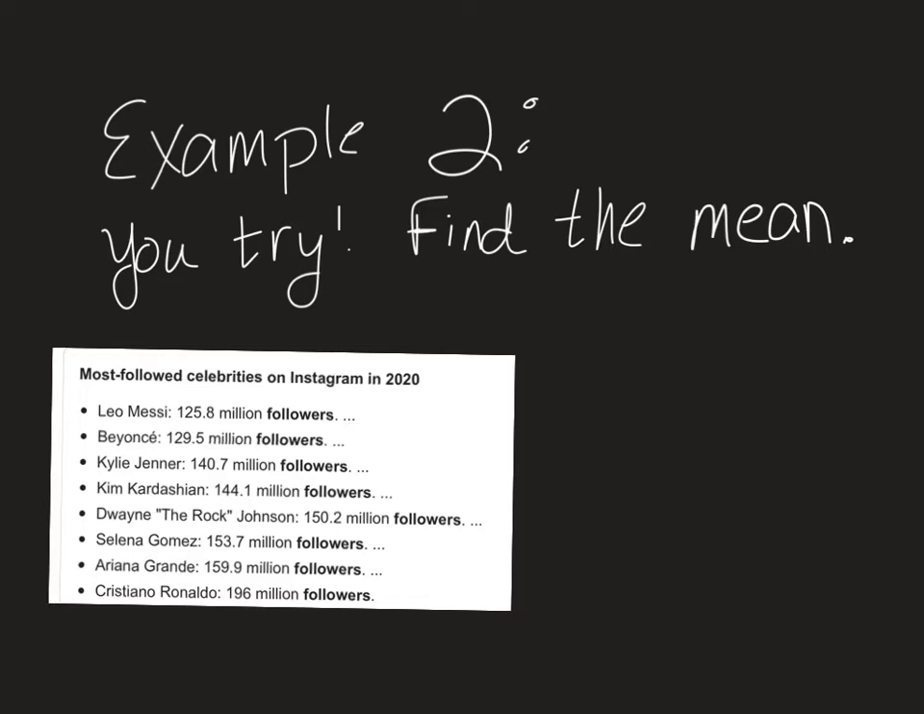For example number 2, I'd like you to take a minute. I have a different set of data here. This time it's the top most followed celebrities on Insta so far in 2020. And even though these are technically in the millions, go ahead and just treat them as if they were, like when you're finding the sum, just add together 125.8, 129.5, and so on and so forth. Don't worry about the million part for right now. We'll add that at the end. So what I'd like you to do is pause the video and try to find the mean of this data set.